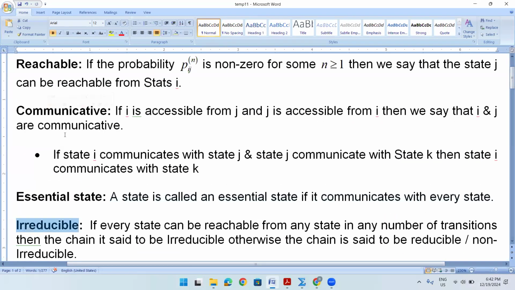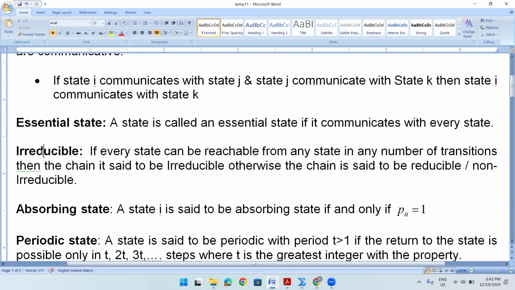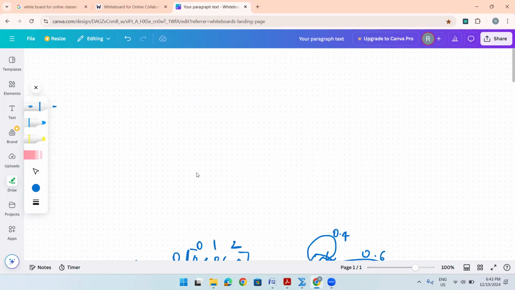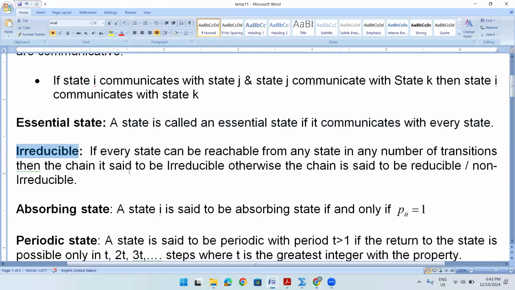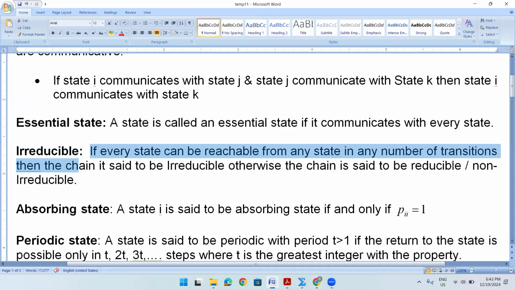Next, let us see irreducible. So these are all the types of states, which state is what type. But irreducible is for the Markov chain, the total chain. So we talk about the complete TPM. A chain is said to be irreducible if every state can be reachable from any state in any number of transitions. Any number of transitions means 0 cannot communicate with 2 directly, but in 2 transitions, it can. That is, it can reach. So in any number of transitions, it is said to be irreducible. Otherwise, the chain is said to be reducible or non-irreducible.